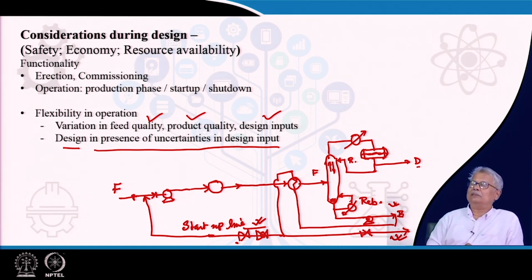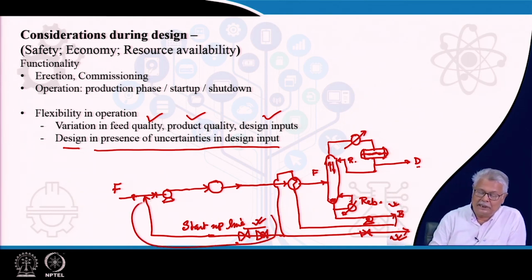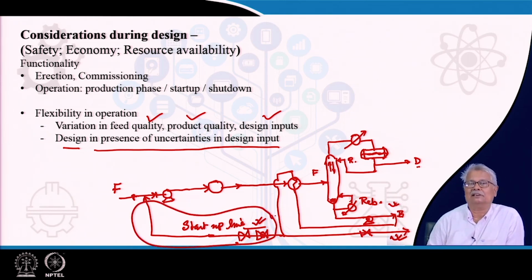This is a very brief idea just to give you the fact that not only there are facilities for operating under normal condition, but for your startup you may require in your plant additional facilities like the startup line in your fractionator. I leave it to you to think that how will you gradually shut your plant down.